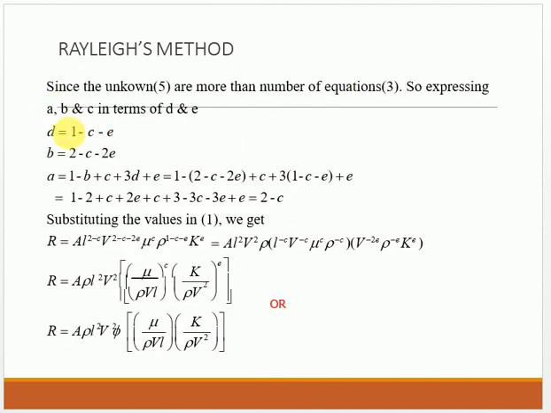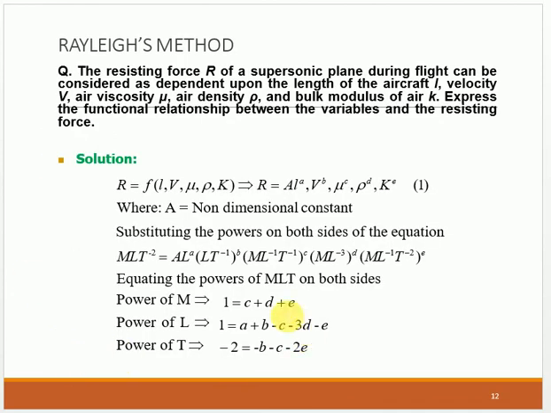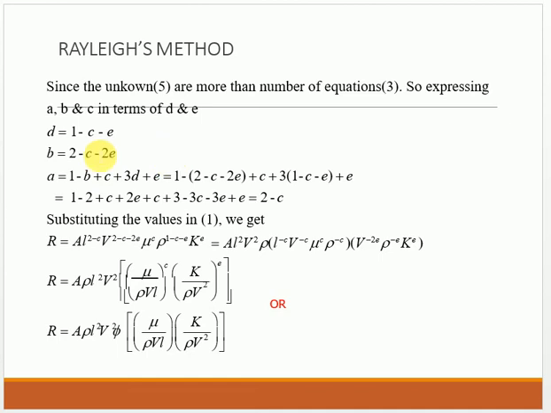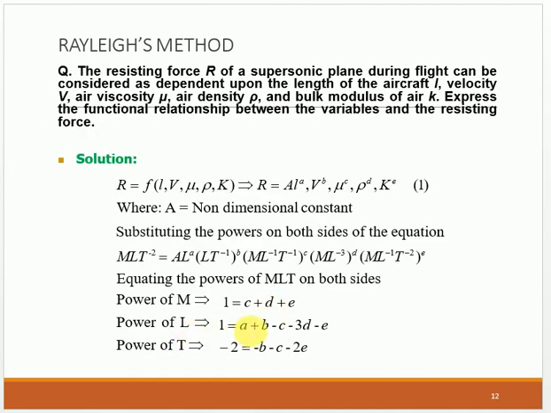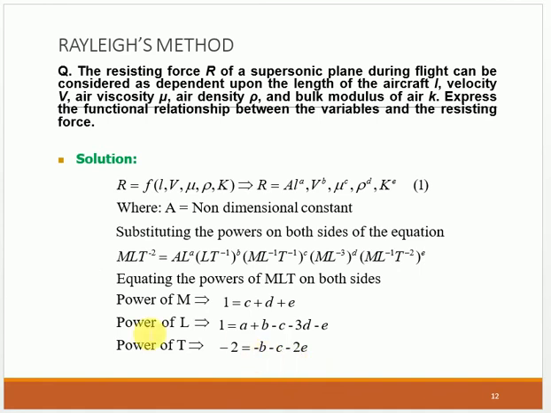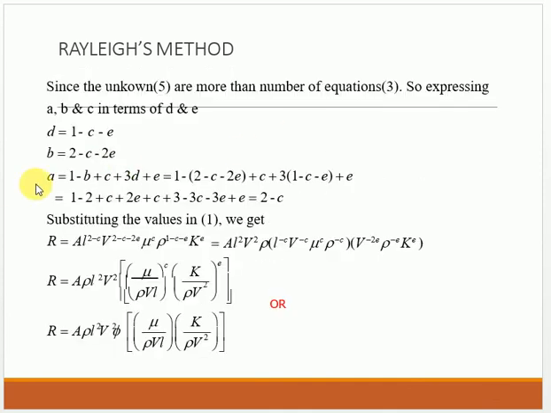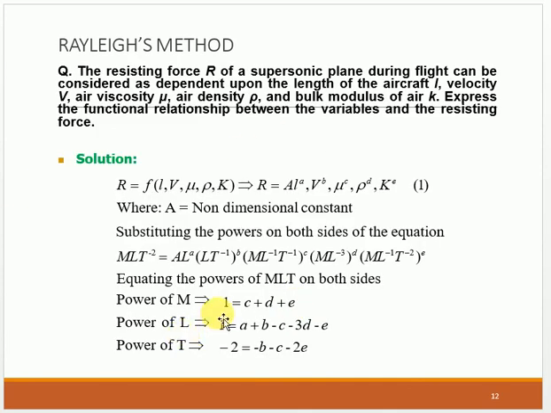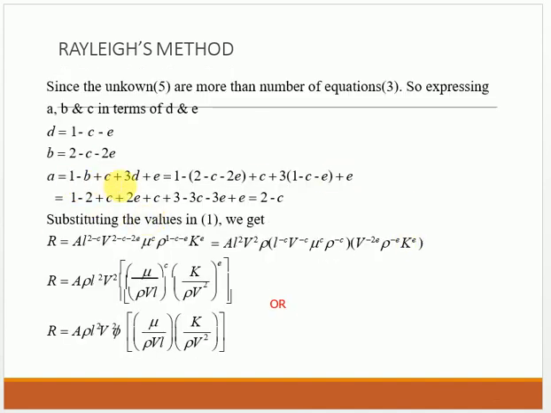So d will be equal to 1 minus c minus e. Here b will be equal to 2 minus c minus 2e. Next, a will be equal to this equation: a will be equal to 1 minus b plus c plus 3d plus e.